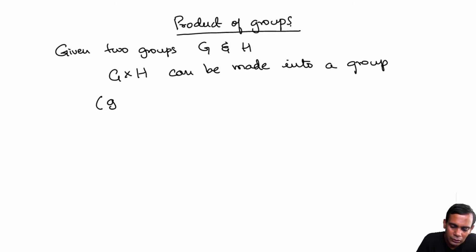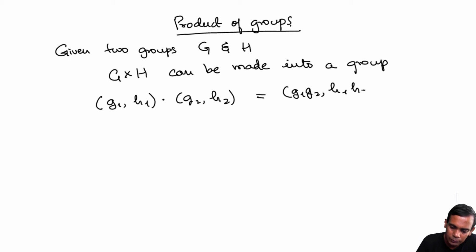So I just need to tell you what is the group law on G cross H. You can take (g1, h1) and I need to tell you how to multiply it by (g2, h2). And the answer is you just do it componentwise: (g1 g2, h1 h2). Okay, and you can easily check that this satisfies the group axioms. That is, this product will be associative, will have an identity, and every element will have an inverse.